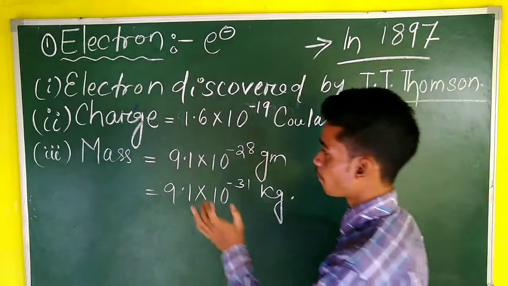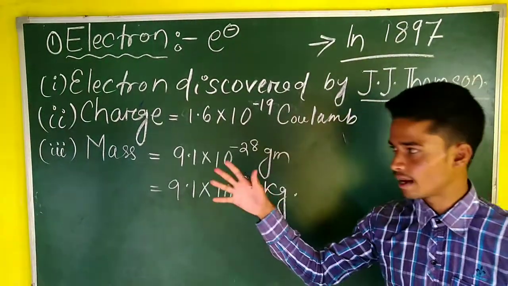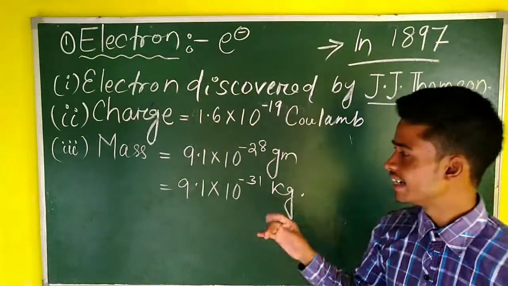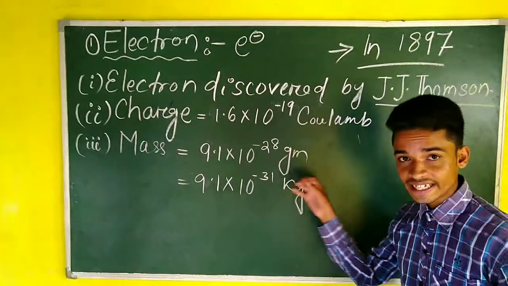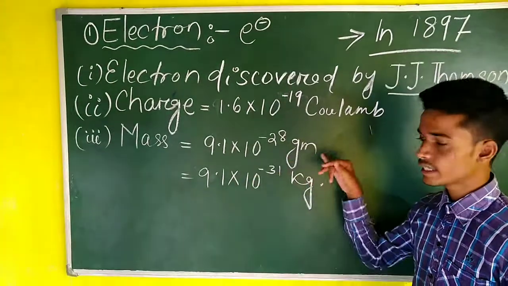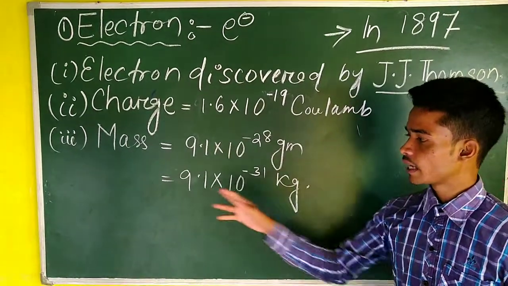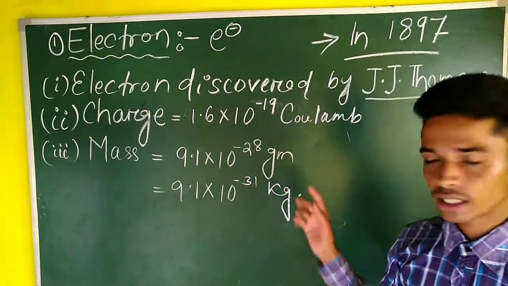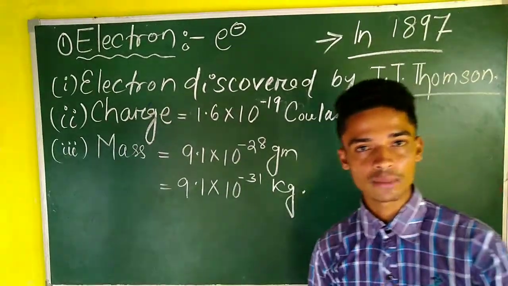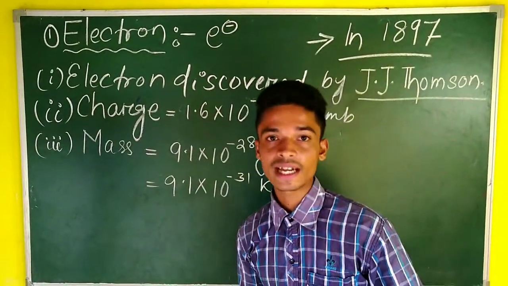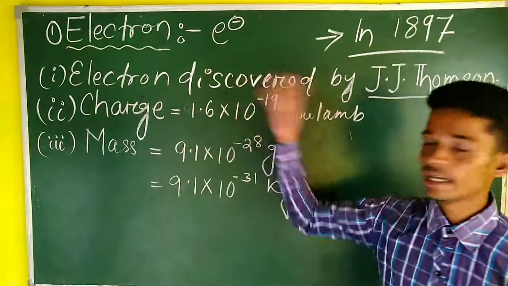And what is the mass of electron? Electron's mass is 9.1 into 10 to the power minus 28 gram. This is in gram, and in kg it is 9.1 into 10 to the power minus 31 kg. This is the minimum fundamental about electron.